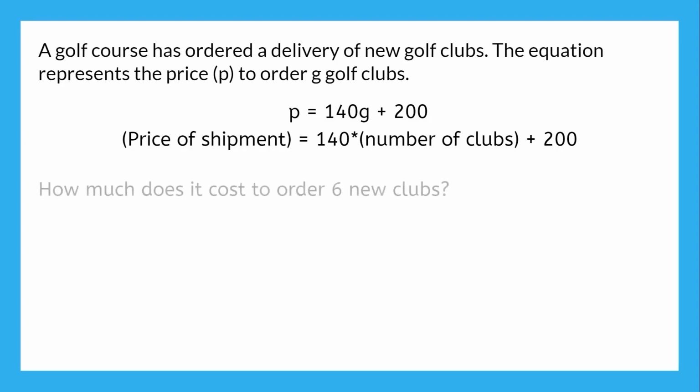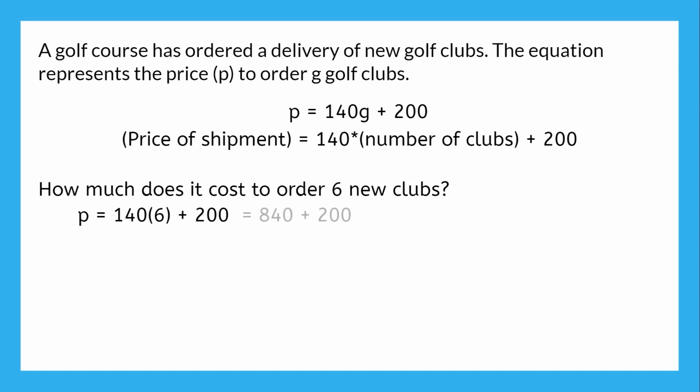Sometimes the question being asked can't just be found from looking at the equation. For instance, how much does it cost to order 6 new clubs? That's not something the equation can give us, so we'll have to do a little math. If we plug in the number of new clubs, 6, we can evaluate the equation to find what the price is. So 6 times 140 is 840. Plus 200 is 1040. So a shipment of 6 new clubs costs $1,040.